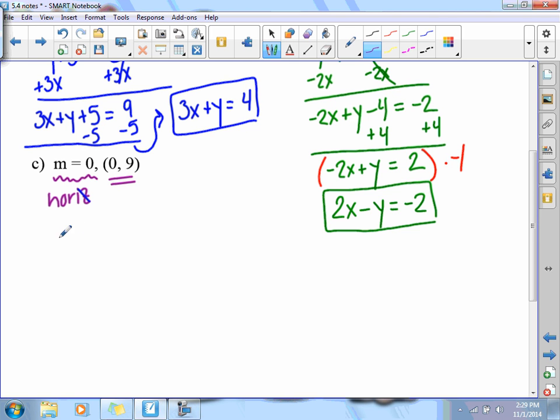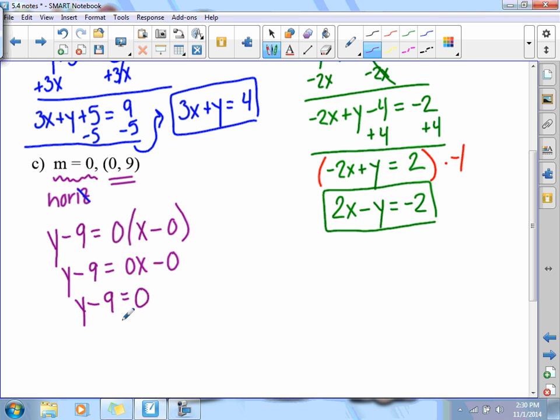If not, though, let's use our point slope form. So I'll have y minus y1 equals m times x minus x1. Now, 0 times anything is going to be 0. So I'll have y minus 9 equals 0x minus 0. Okay, 0x and minus 0, that's just 0. And then I have to add the 9 over to get y by itself. So y has to be on one side and the numbers have to be on the other.